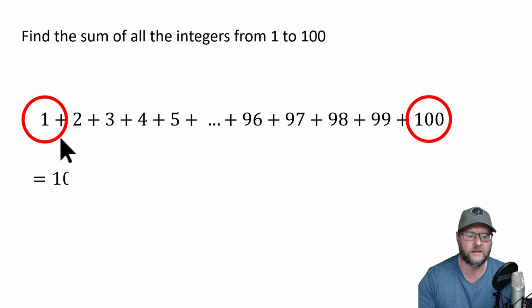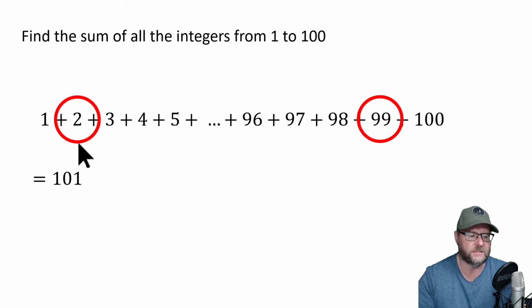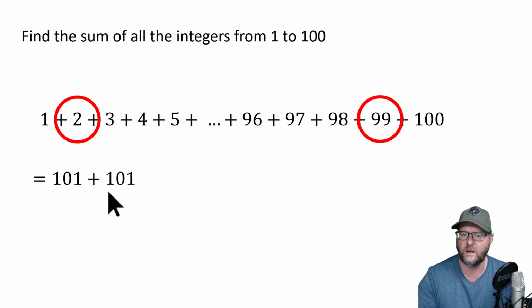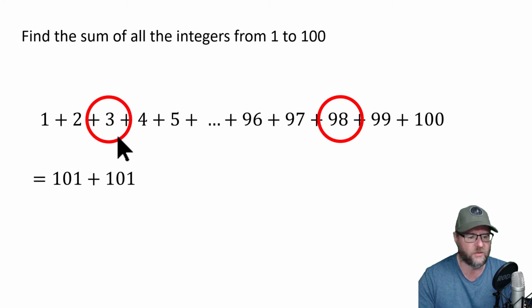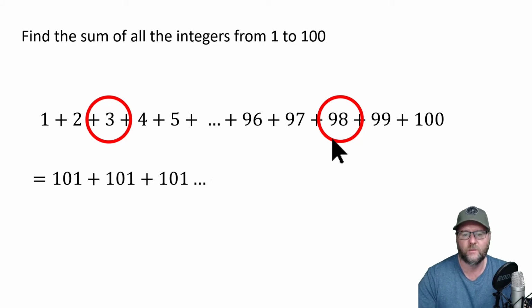I get 101. Let's look now, let's work our way in and look at the second and the second last number. When I add them together, what do I get? 99 and 2 gets me 101. I wonder if this pattern will keep going. Let's slide it in one more time for the third and the third last, and yeah, when I add them together, I can see that I also get 101, and that pattern will go on and on and on.